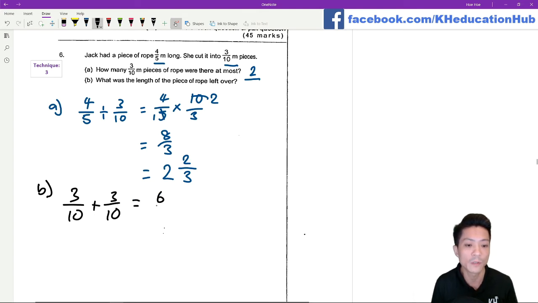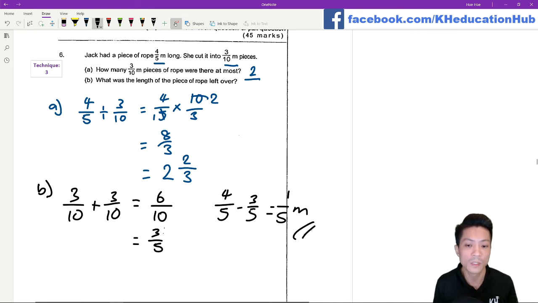Right, 2 pieces will give you 6/10, which is 3/5 in simplest form. Now if you use 4/5 minus 3/5, you're gonna get 1/5 meter. So this is the answer.